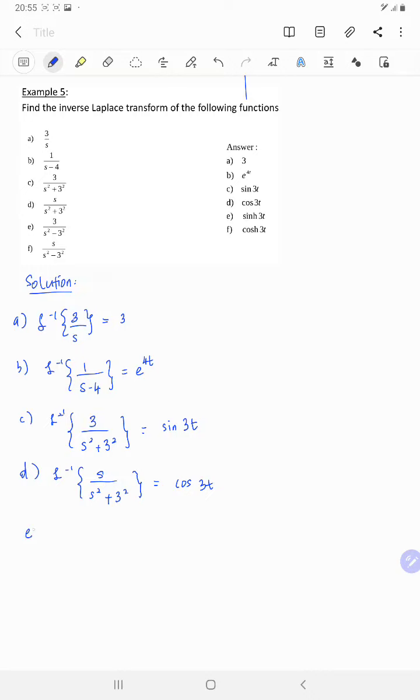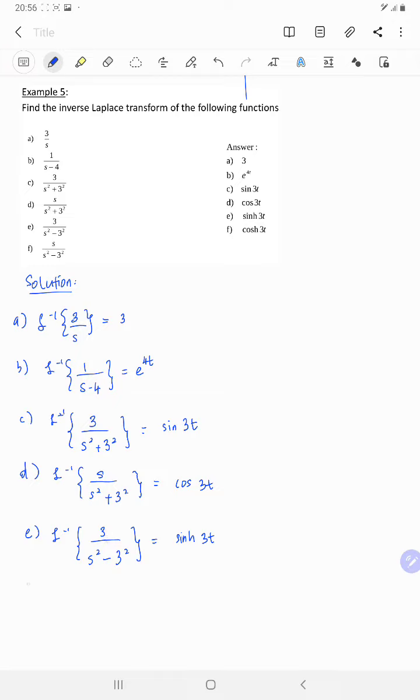Okay, next, Laplace inverse of 3 over s squared minus 3 squared. Okay, so you look at the bottom, s squared minus constant, so that must be sin or cos. But you look at the upper, there is constant only, so this must be sin, but sin what t? This is sin 3t, because 3 and 3 must be the same.